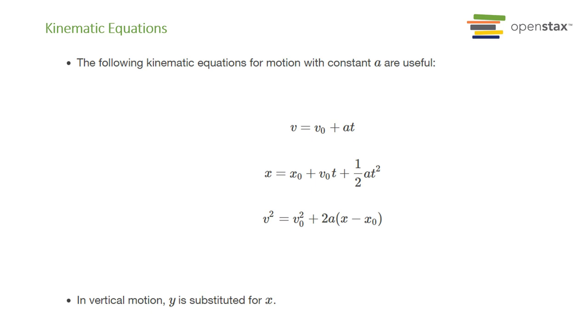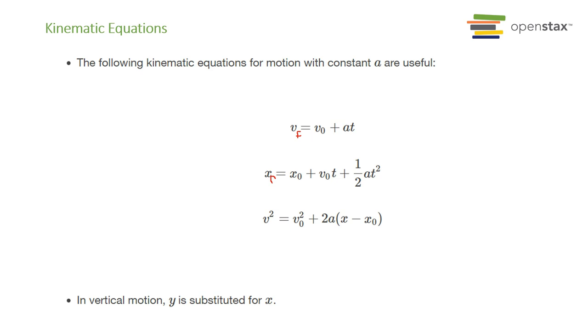Now that you understand the kinematics variables, displacement, initial velocity, final velocity, acceleration, and time, we can introduce the kinematics equations, which are derived from definitions and the graphs. These three are the basics. What we have is final velocity. Final velocity equals initial velocity plus acceleration times time.